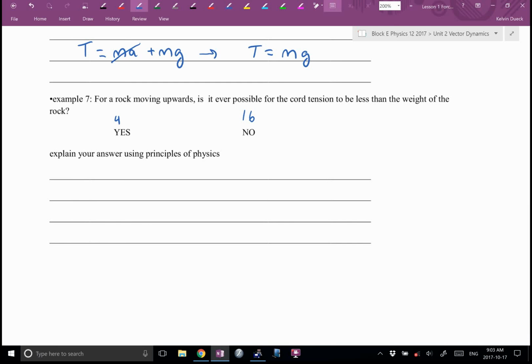I'm going to show you a picture. No, I'm going to do an example, and I'll let you decide if you want to change your vote. Here is my analog. Here is my rock. See the tension? Watch closely. Is it ever possible for the rock to be moving upwards but have tension be less than gravity? Yes or no?